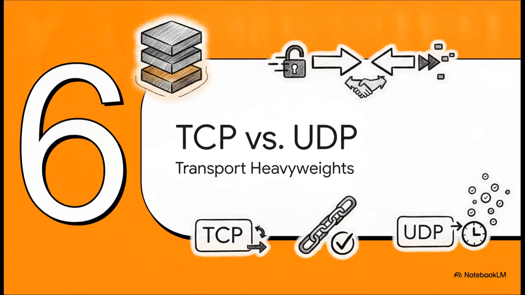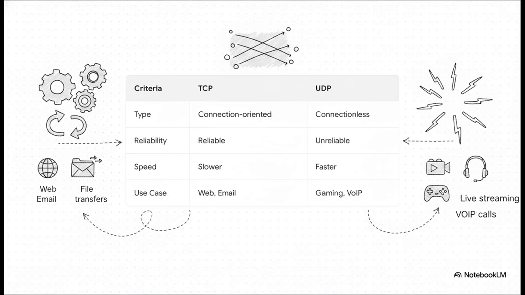And that brings us to our final module, Section 6, TCP versus UDP, our transport layer heavyweights. Let's zoom in on Layer 4, the transport layer, to compare the two most critical communication protocols you absolutely have to know. Let's just do a rapid-fire breakdown here. So TCP is connection-oriented. It creates a virtual connection and is highly reliable because it uses acknowledgements. Basically, if a segment gets lost, TCP just asks for it again.